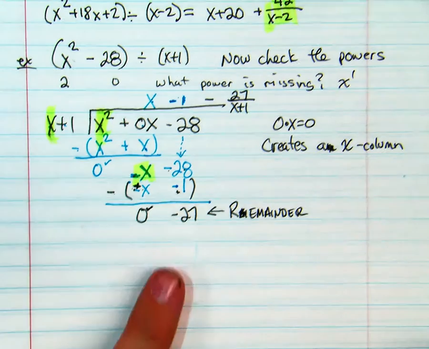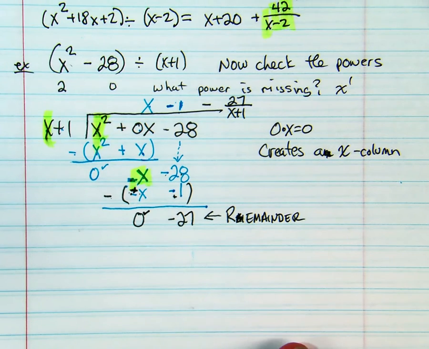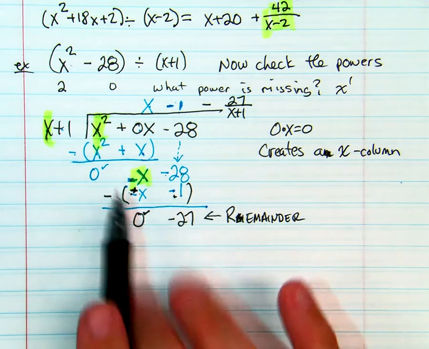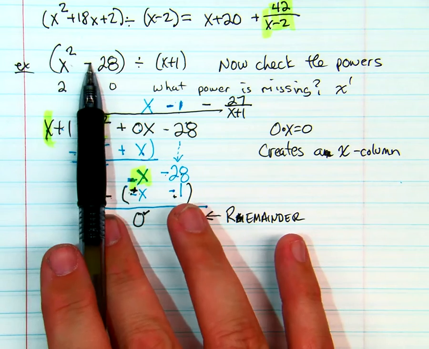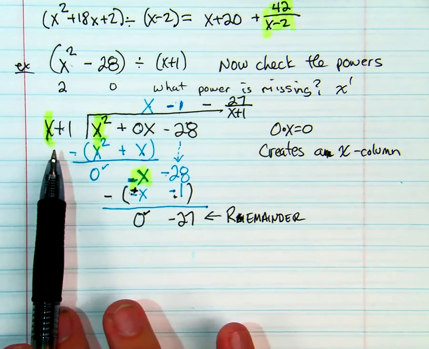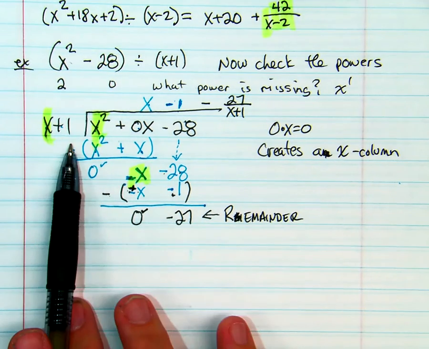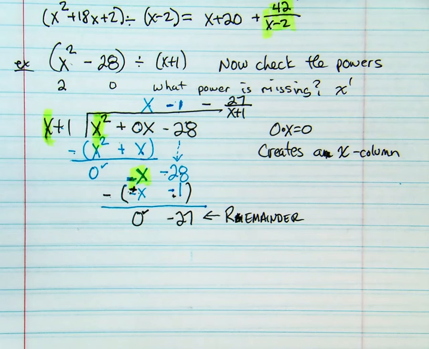So there are a couple problems that are kind of set up like this when there's no x in the middle, or if it goes 4, 3, 1, 0, you're missing the second power, put the 0x squared in there. If you don't, you're going to lose out on that column.